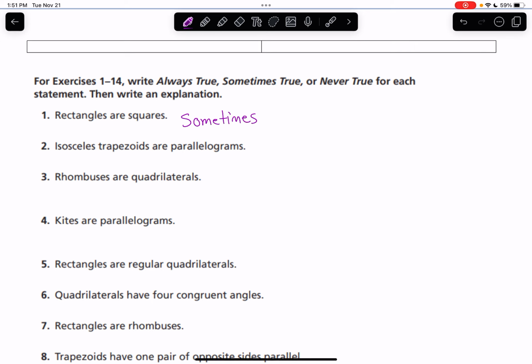Isosceles trapezoids are parallelograms. Well, an isosceles trapezoid is a trapezoid with the opposite sides the same length and then the two bases still. If we had a rectangle, that would be an isosceles trapezoid. It would also be a type of parallelogram. So one type of isosceles trapezoid is a parallelogram. Isosceles trapezoids are sometimes parallelograms. Rhombuses are always quadrilaterals because they always have four sides.